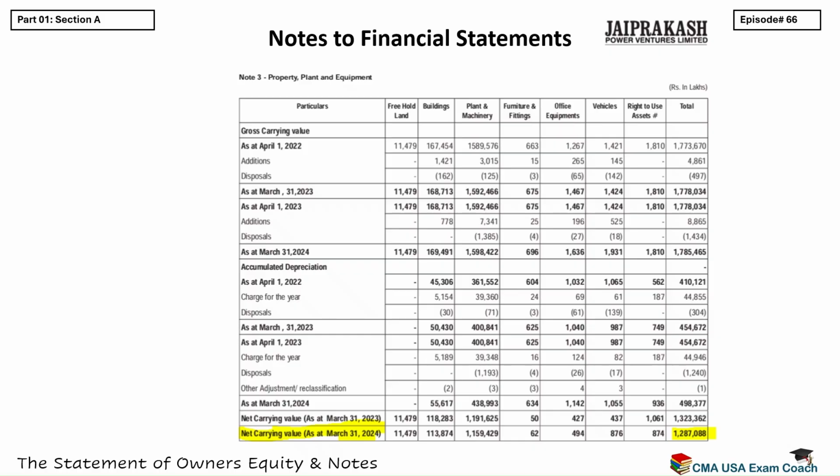Below that, you'll find the movement in accumulated depreciation. How much depreciation existed at the beginning of the year, how much was added this year, and how much related to assets disposed. Finally, at the bottom, you'll see the net carrying amount. This is simply the cost minus accumulated depreciation. That final net amount is the exact figure that appears in the balance sheet under PPE.